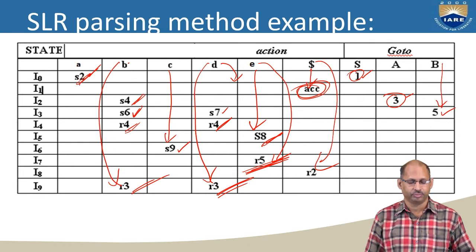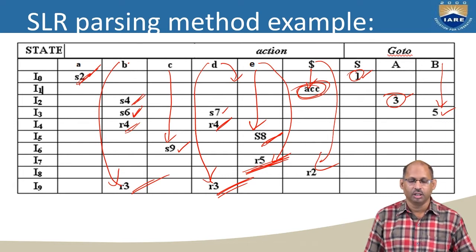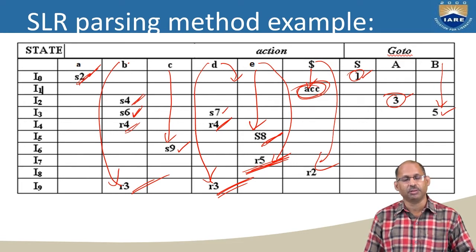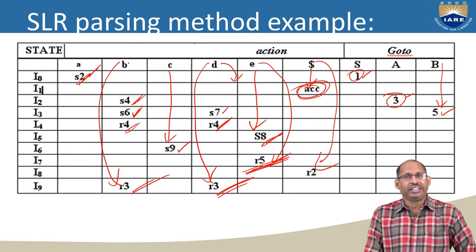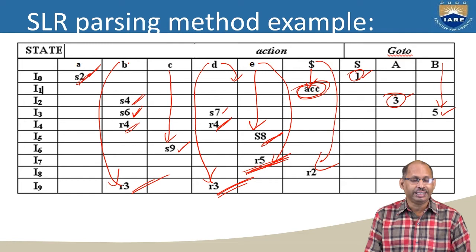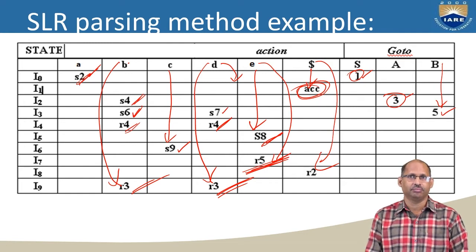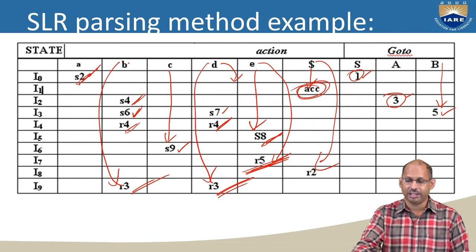Is it clear? In place of B, we write R3. In place of D, simply we write R3. Now, we have constructed the SLR parsing table for the states I0 to I9. Using this SLR parsing method, a bottom-up parsing method, we have to parse the input string.